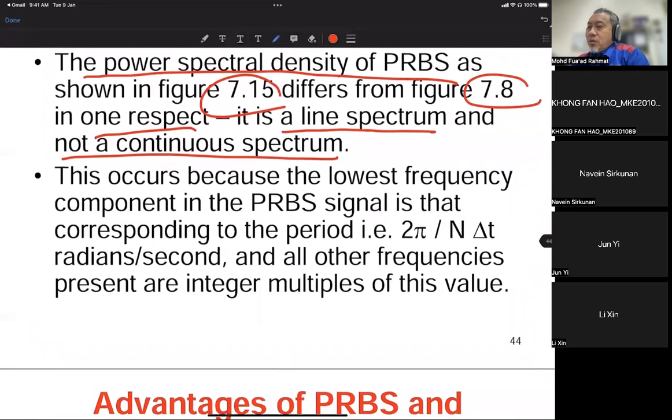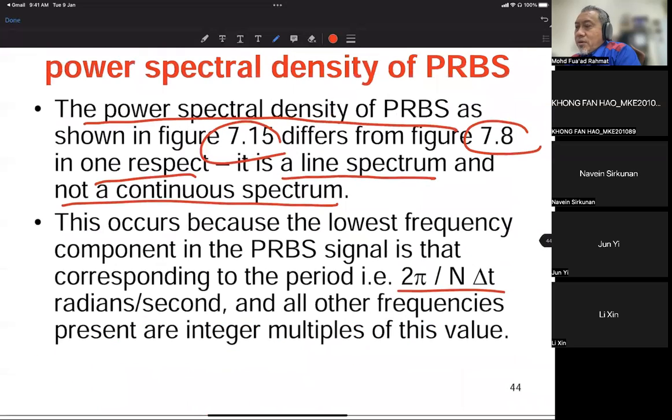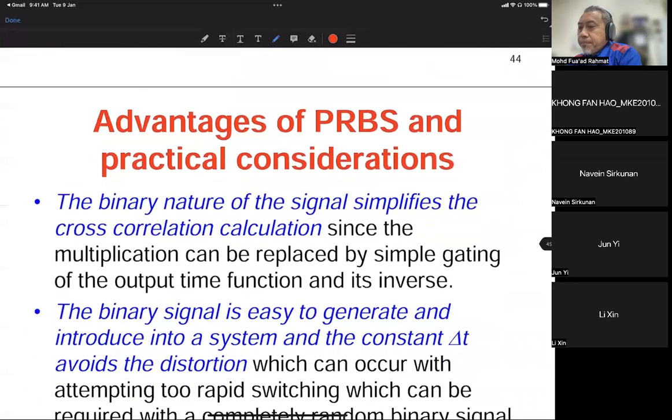This occurs because the lowest frequency component in the PRBS signal is that corresponding to the period 2 pi divided by N delta t radian per second, and all other frequencies present are integer multiples of this value. So that is the only difference between 7.15 and 7.8. For further details you can read from the book chapter that I attached via WhatsApp.